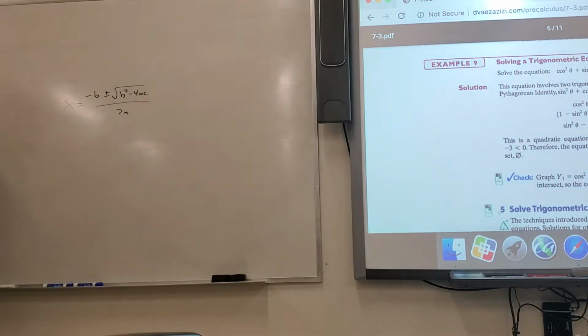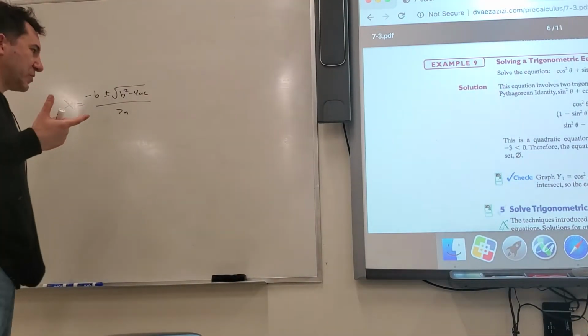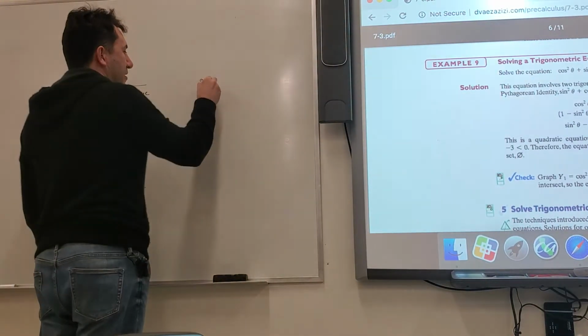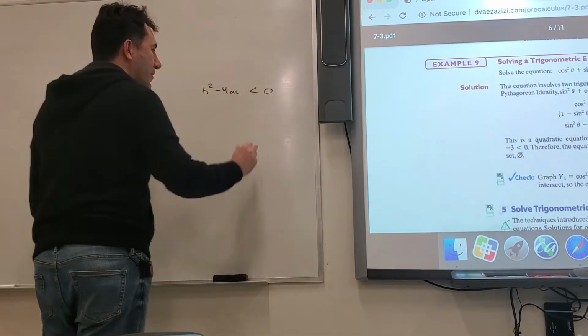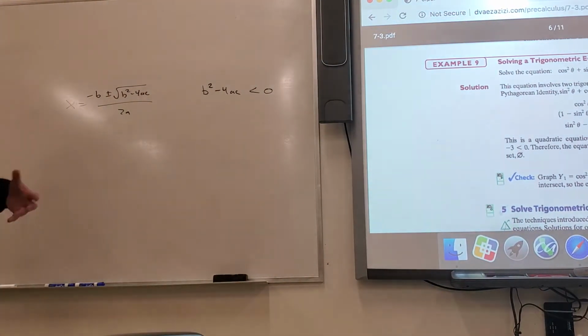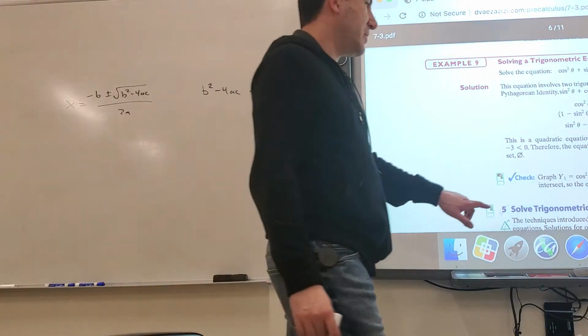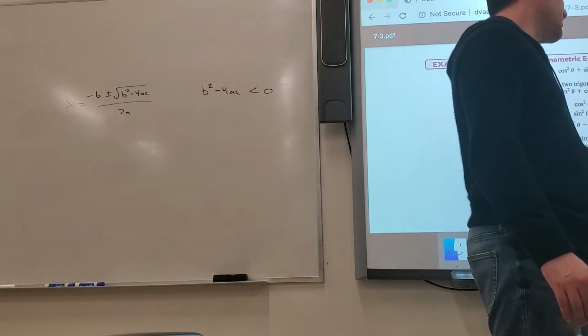Alright, that's a quadratic equation, right? Okay, the discriminant, because most of you guys don't know what the discriminant is, is this part. The discriminant is b squared minus 4ac. Now, when a discriminant is negative, then you have a problem, you have complex solutions. So here they're saying the discriminant is negative, therefore the equation has no real solutions, okay?